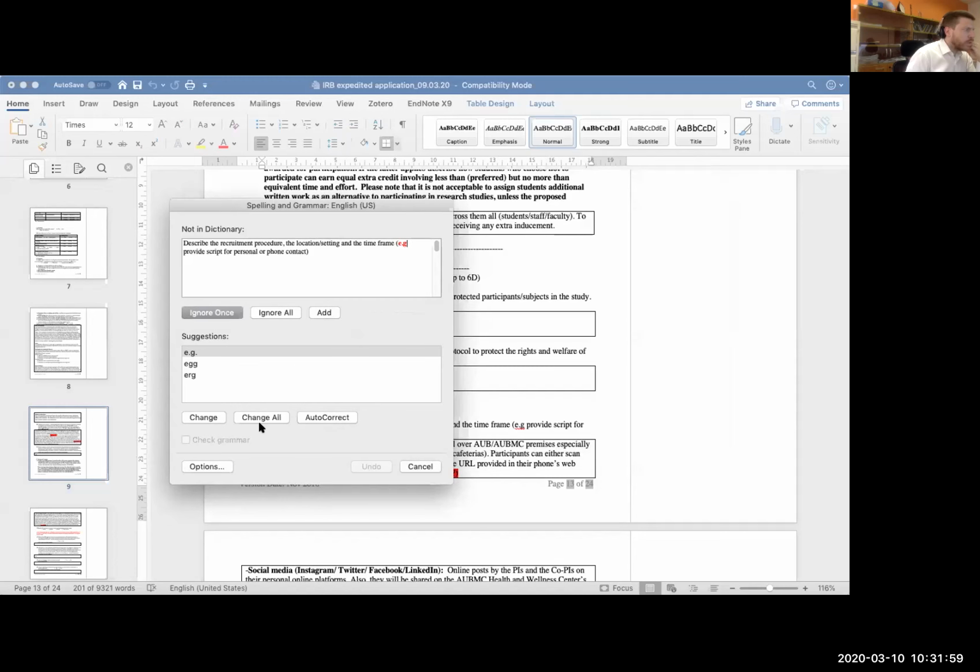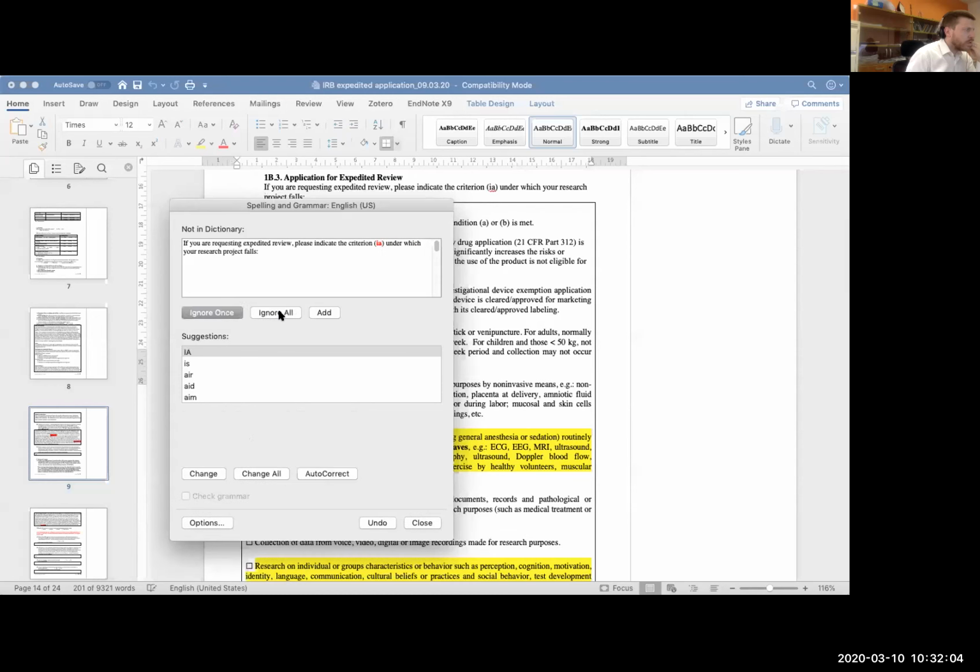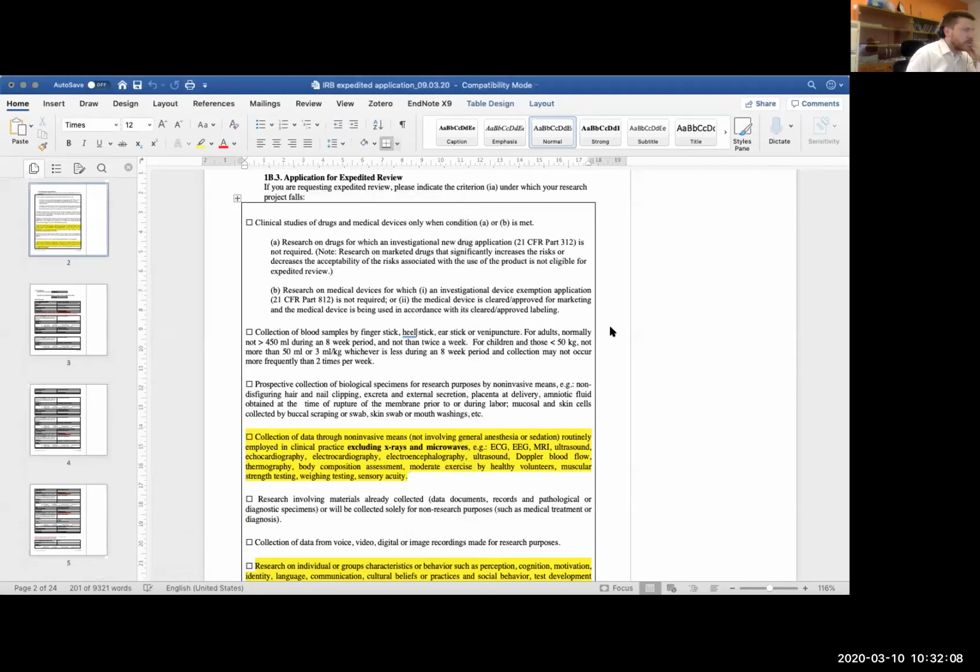Once you stop, let's say ignore all, you finish your autocorrection, close, it should pop up somewhere. Anyway, it doesn't work now, but it should give you a statistic. See, this is probably the wrong document I wanted to use. This is an IRB application. It's very complex, so I'm trying to use another one.